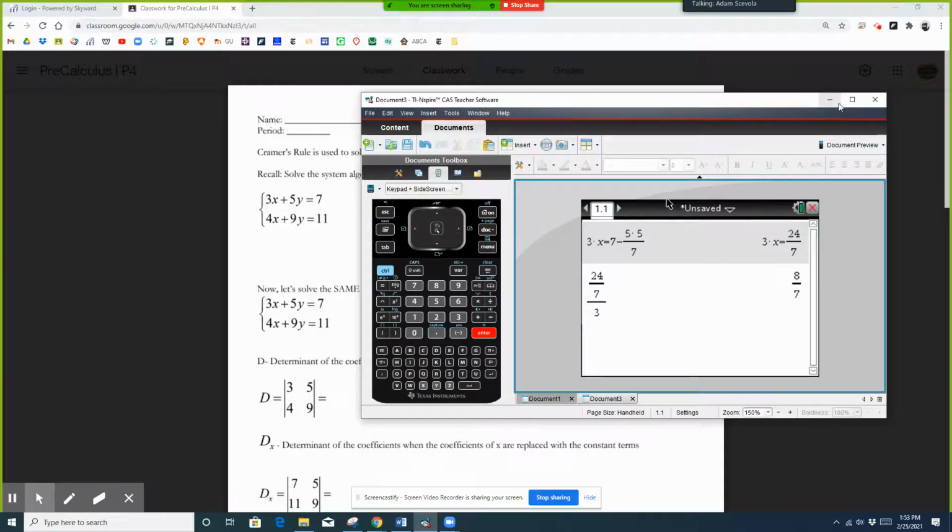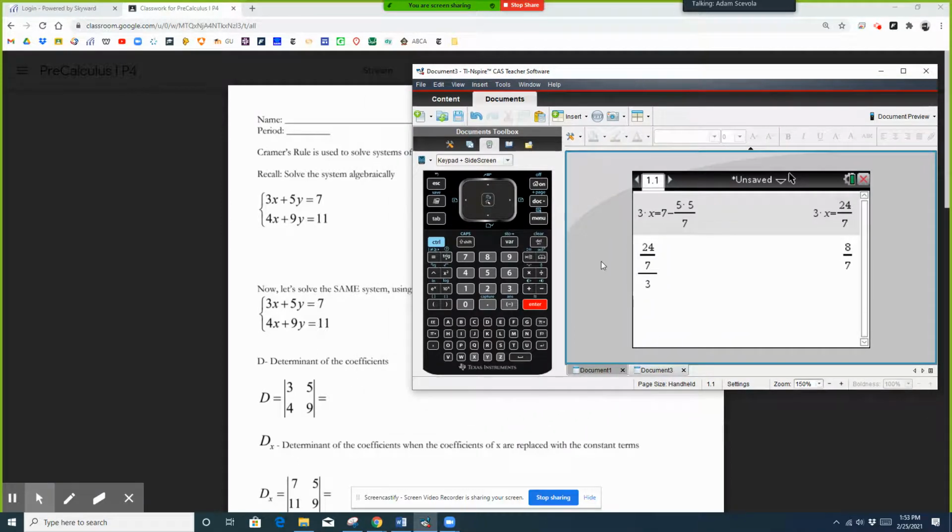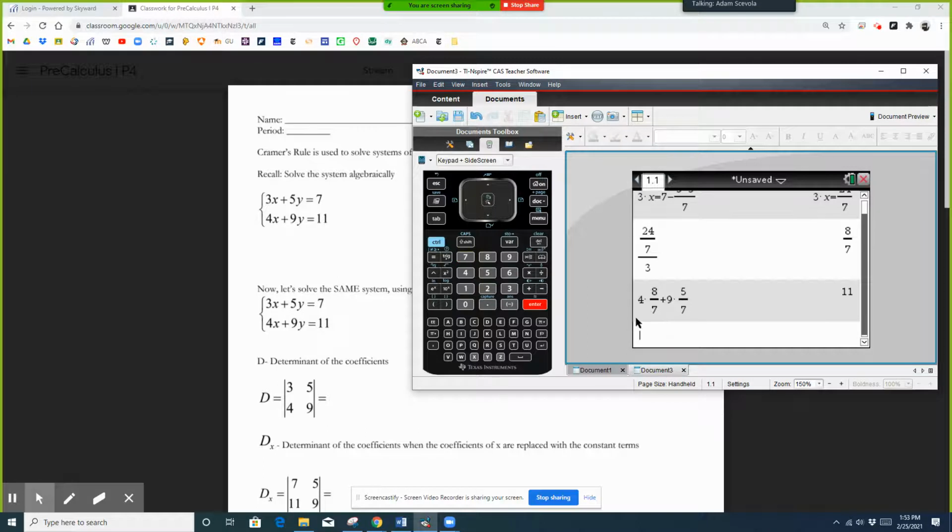So x is 8/7, y is 5/7. We could check our work by putting it back in. So if you take the bottom equation and plug in 8/7 for x and 5/7 for y, it's really easy to check on a calculator, and we get 11. All right, so nice, we did that.